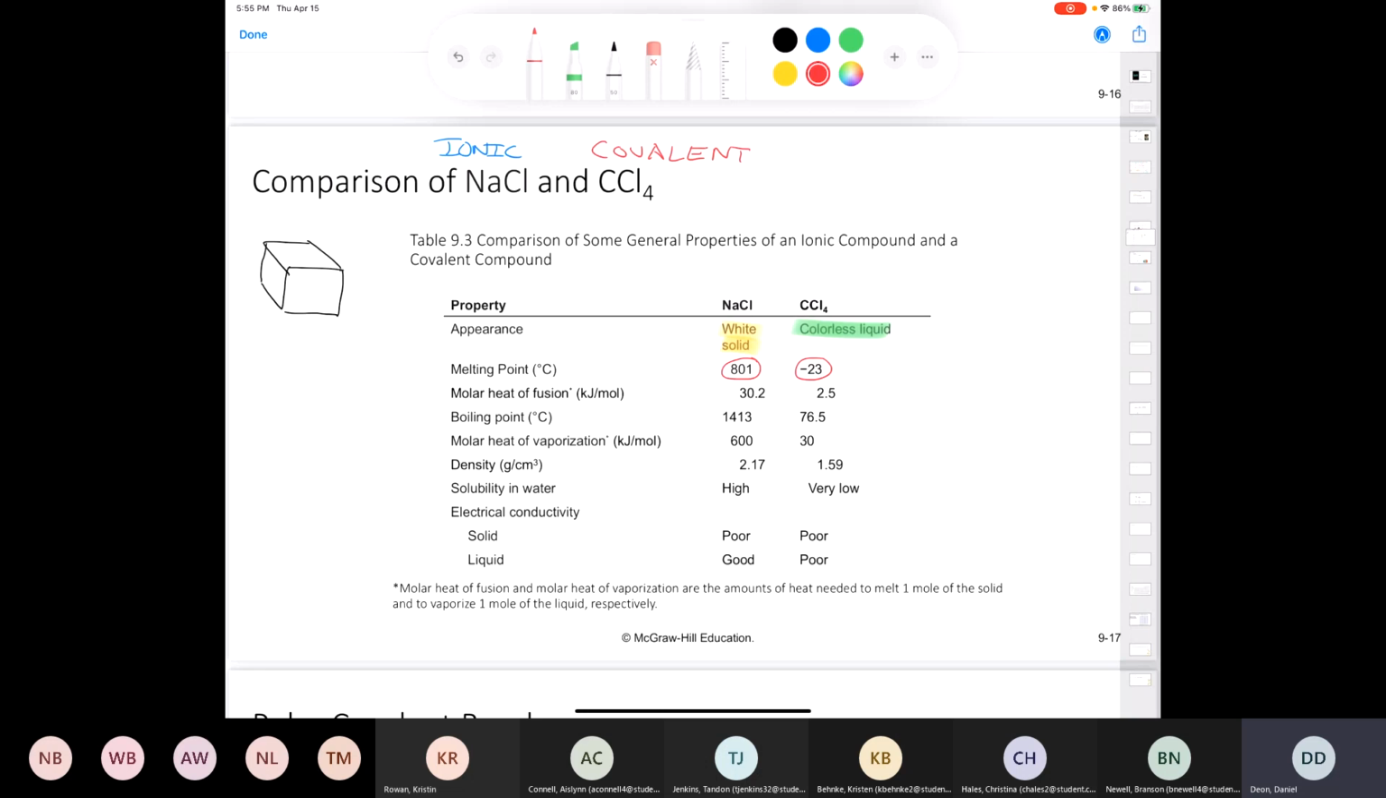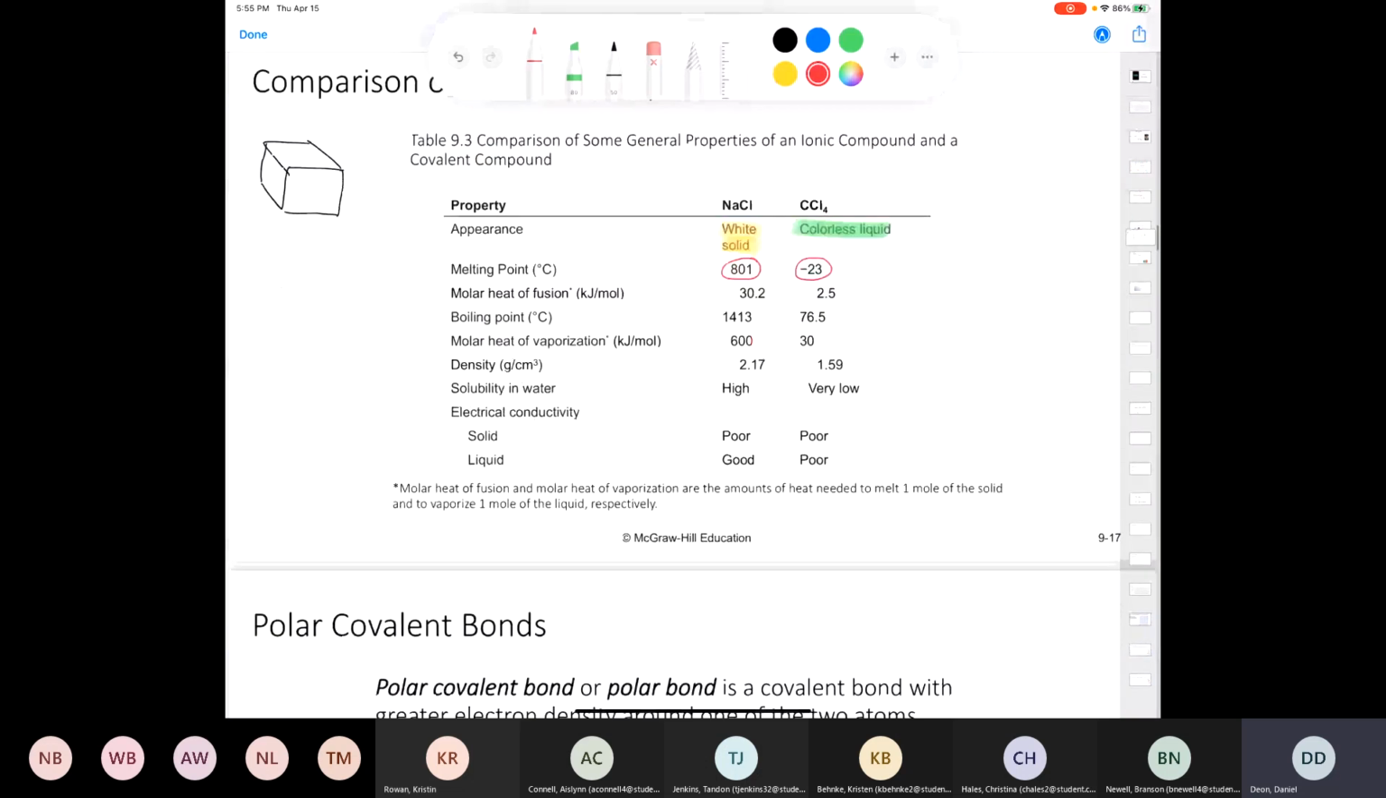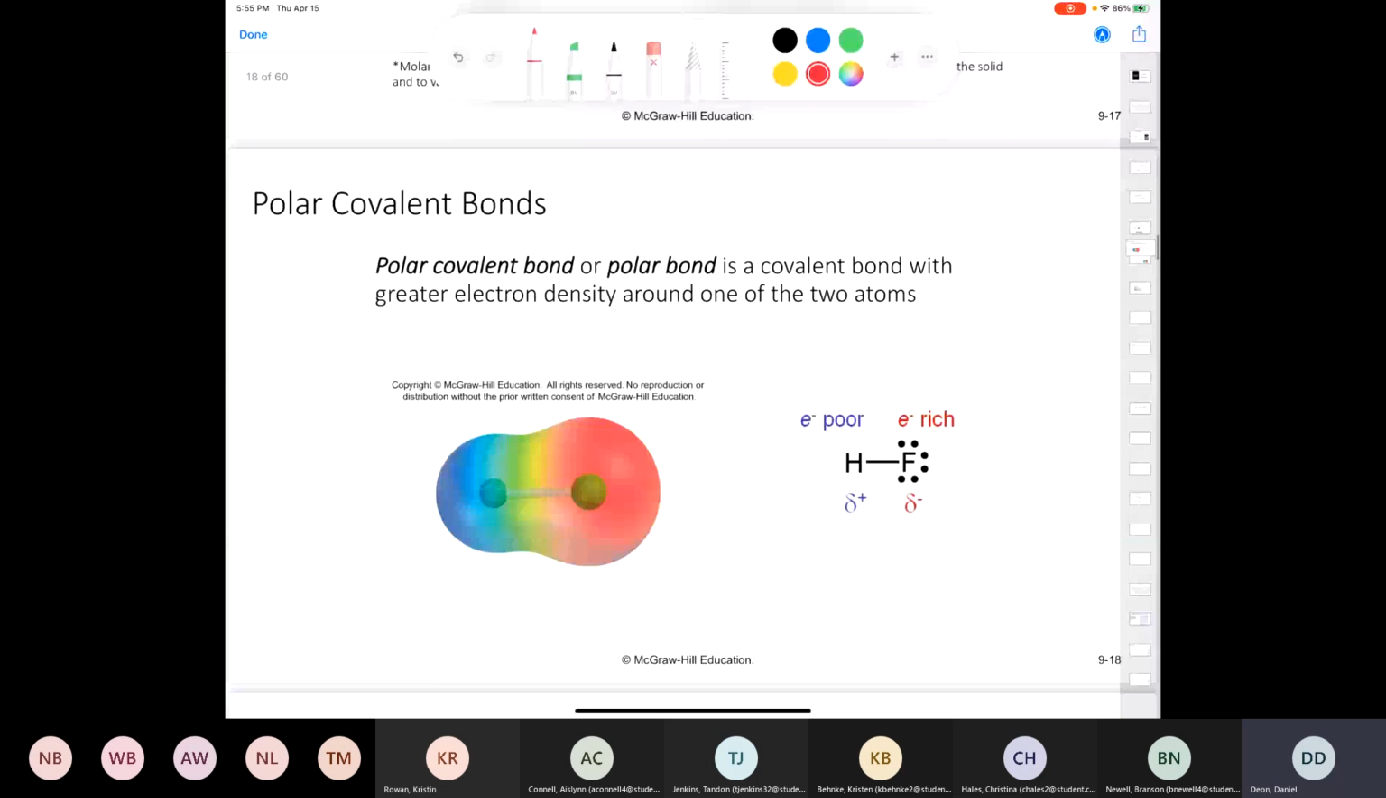Anyhow, I would like you to take a look at this table in our textbook and spend some time looking at the information in it, because it's one of those things that I could go on and on about, and we're going to talk more about it in chapter 11. So I'm going to move on from there and get into what are called polar covalent bonds.